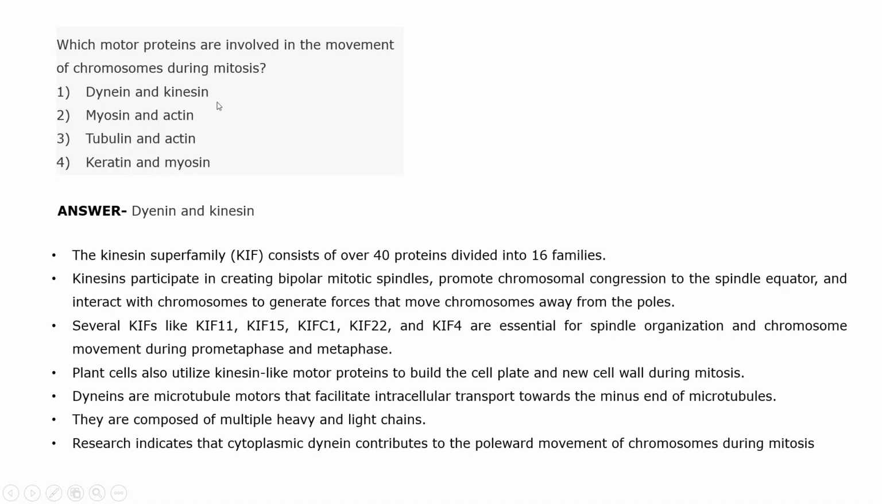Okay, I'm getting option number 3. Sorry, but the answer to this question is option number 1, dynein and kinesin. So basically, these are motor proteins that can help in movement of cargo proteins.